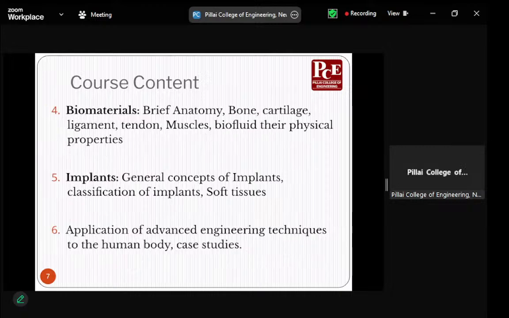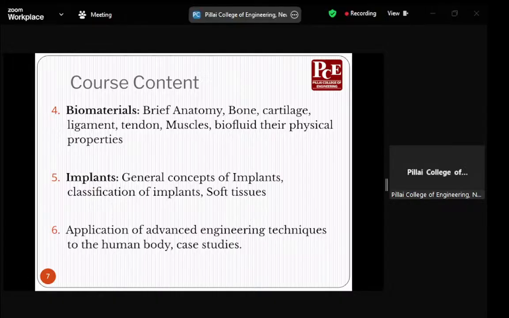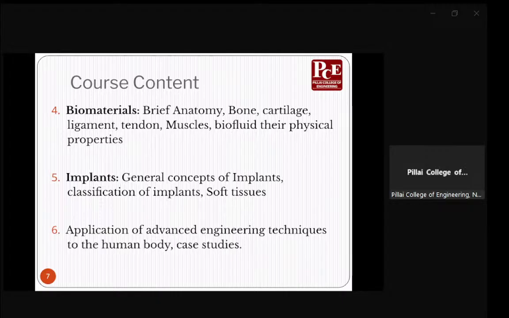Now, the fourth module related to this course is on biomaterials. As I told you, implants need to be made, right? These implants are made up of materials which are compatible with the environment inside our body and are not going to harm the human body. These are called biomaterials, where you can replace muscles and tissues with some similar material available in nature. That you will be learning in the fourth module.